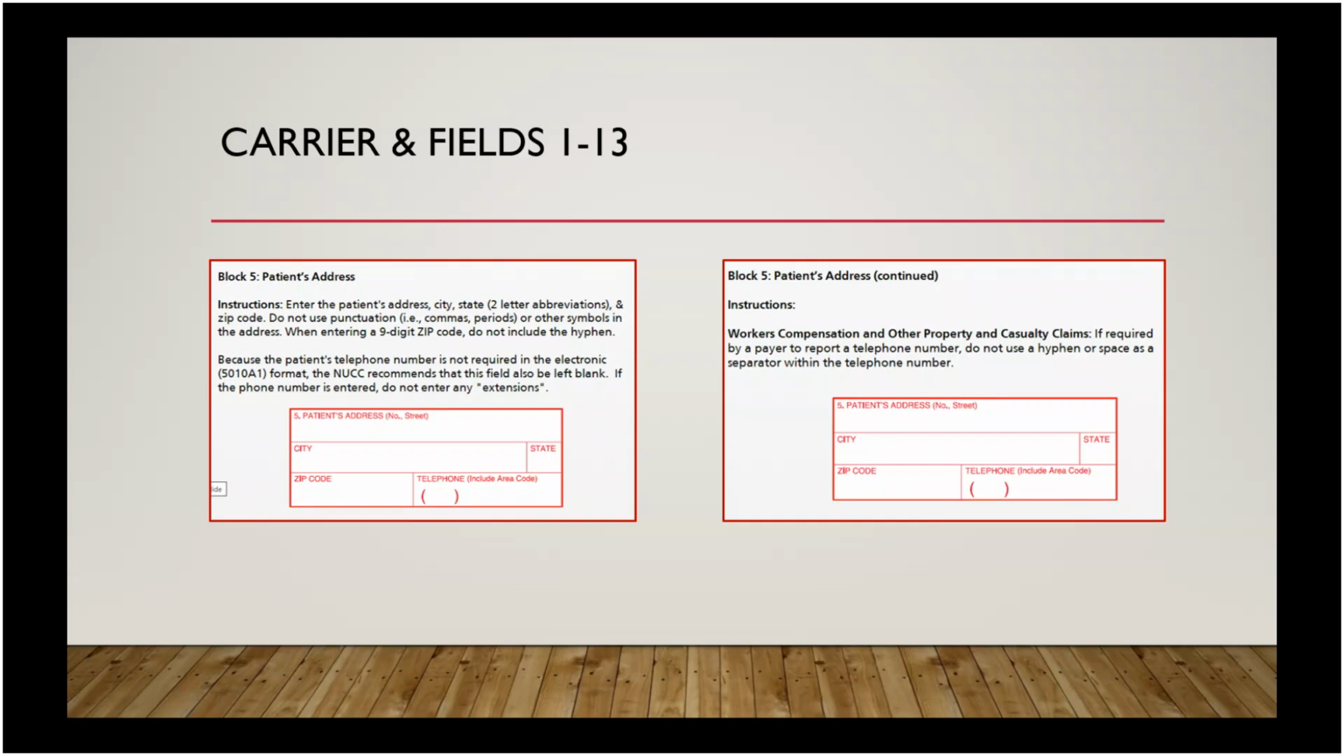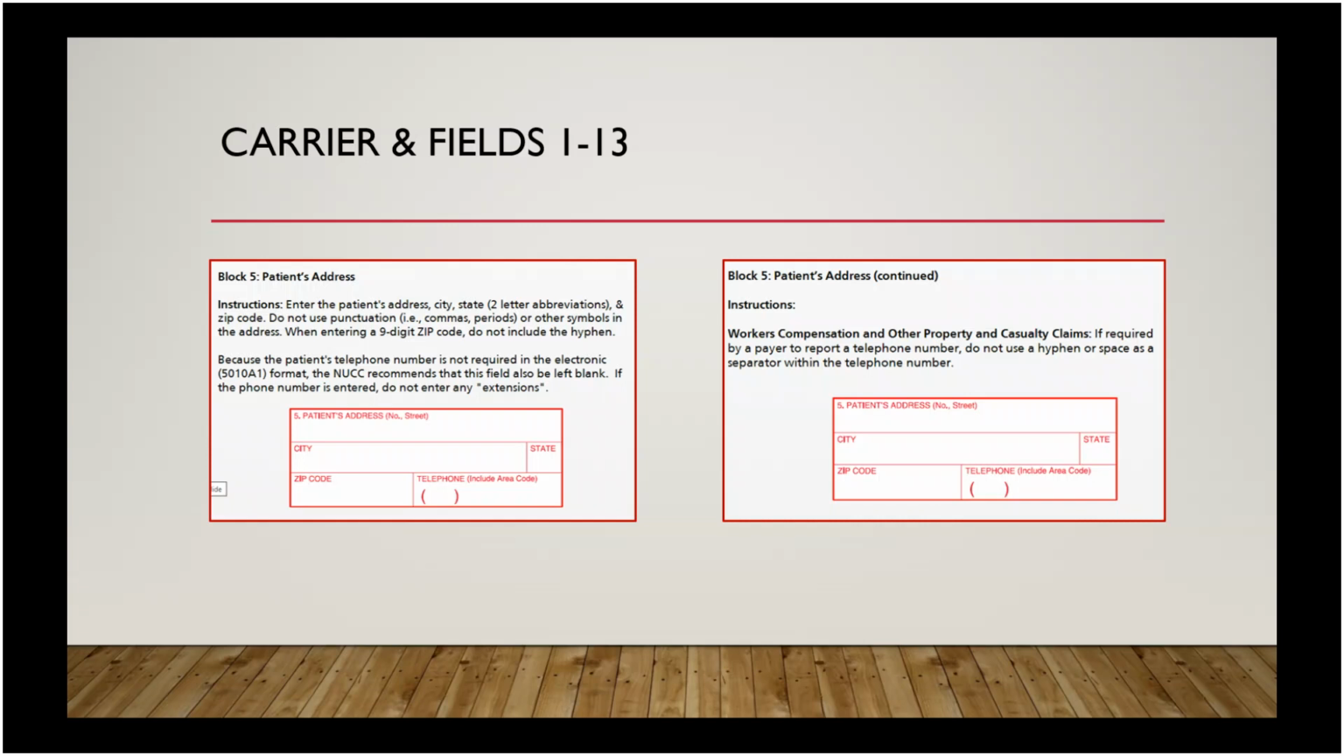Moving on, block 5. So you've got your patient's address here. It does tell you the appropriate way. Do not use punctuation or symbols. And when entering a 9-digit zip code, do not include the hyphen. So you're just going to leave that out completely. You don't need any extensions.